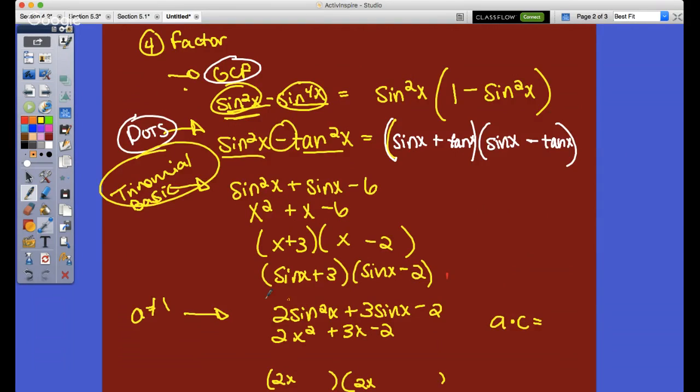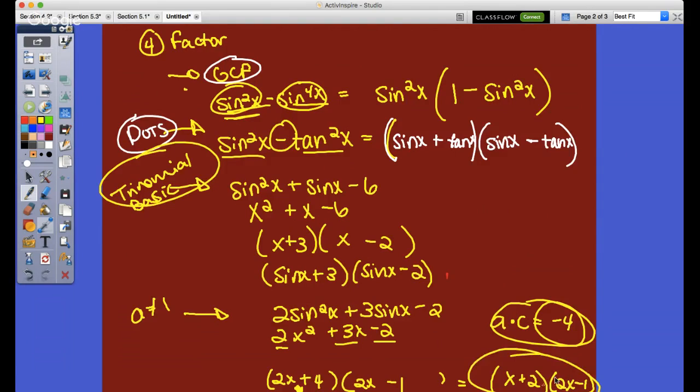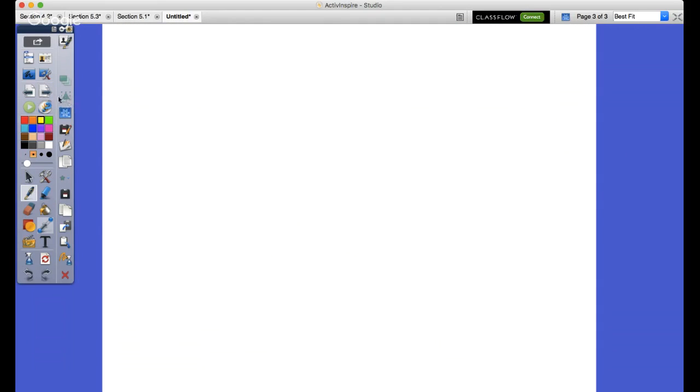I use a times c, which would be 2 times -2, which is -4. I then say, after I do my a times c, what two numbers multiply to equal -4, but when added equal 3? And that would be +4 and -1. I take out what's in common, so there's a 2 in common here. So if I were to simplify, I'd get x plus 2 multiplied by 2x minus 1. And that would be the greater than 1 part, okay?